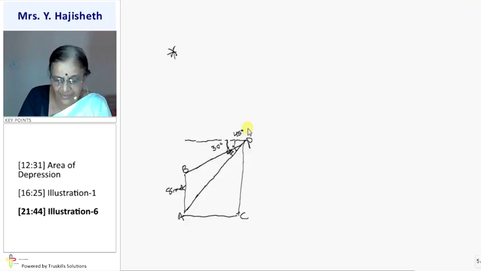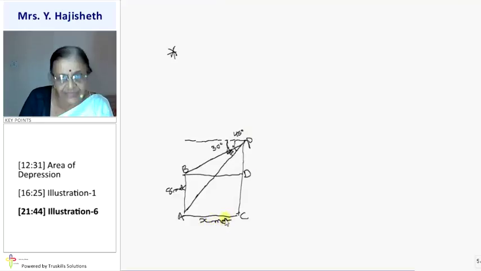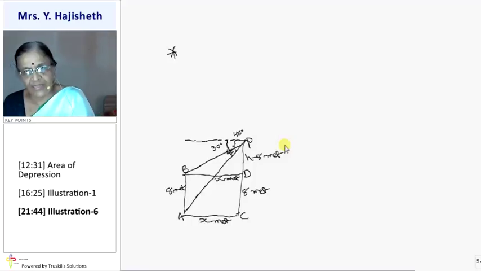Clear? Now I draw another horizontal line here. It intersects my PC at D. Okay? Suppose this horizontal distance I assume as x meter. So this is also going to become x meter. CD is my 8 meter. So my PD will be h minus 8 meter. Suppose I will assume height of multi-storied building is h. Then PD will be h minus 8.